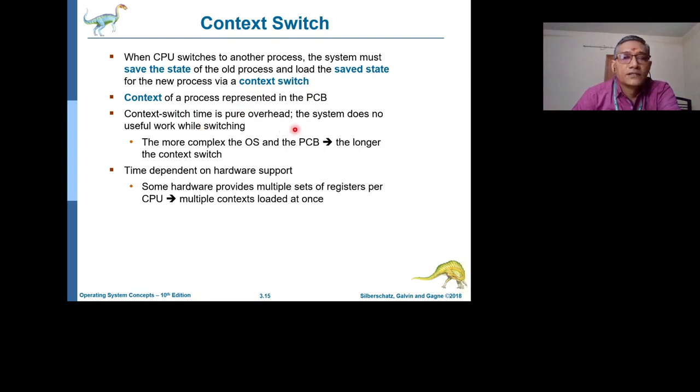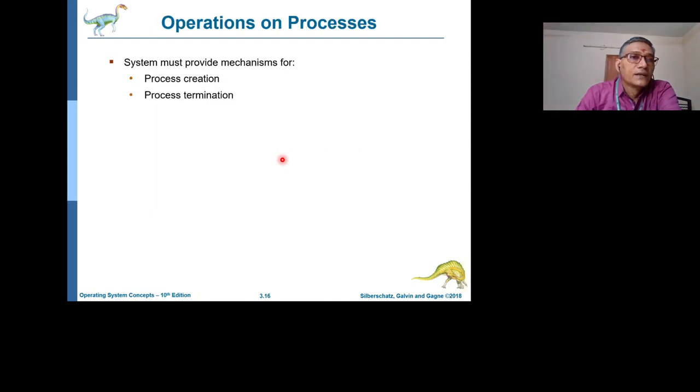Context switch time is purely overhead. The system does no useful work while switching, so while the switching takes place, no useful work is done. It is an overhead to the system. The more complex the operating system and the process control block, the longer the context switch. So that should be taken care of.